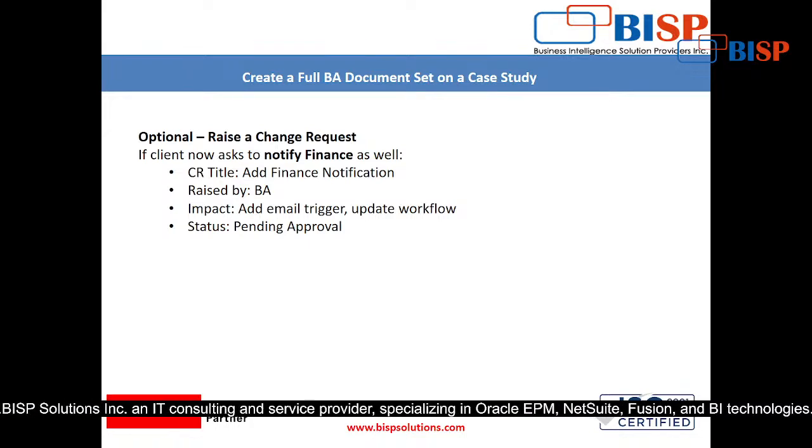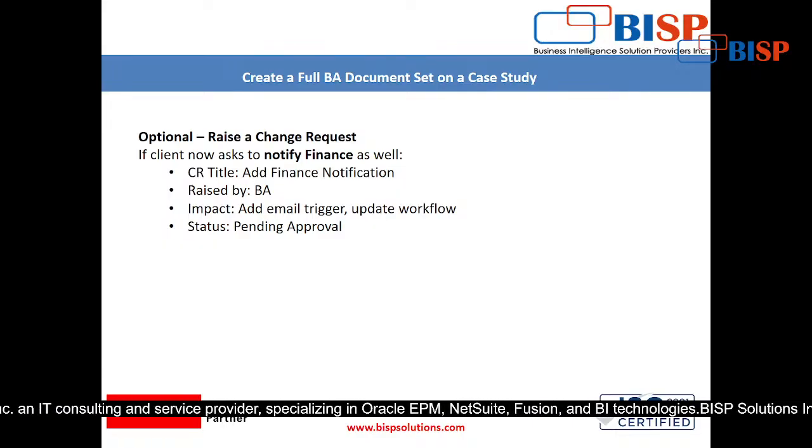Now this change request document is created, again it's an Excel sheet, you can use any document, Word document or the Excel sheet, right? Now in this Excel sheet, what is the change request? So add the title, that is add finance notification. Okay, then raised by, who has raised it. Okay, so their business administrator. Now impact, add email trigger and update workflow, right?